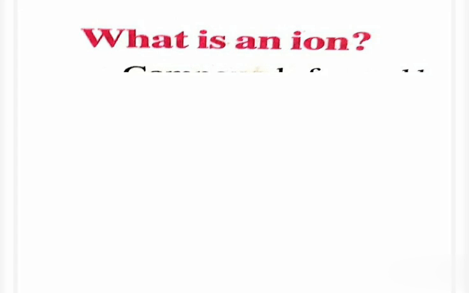So this positive charge will come when the atom of an element loses electrons. This positively charged ion is called a cation. So it is losing 1 electron, and then the positive charge will come.